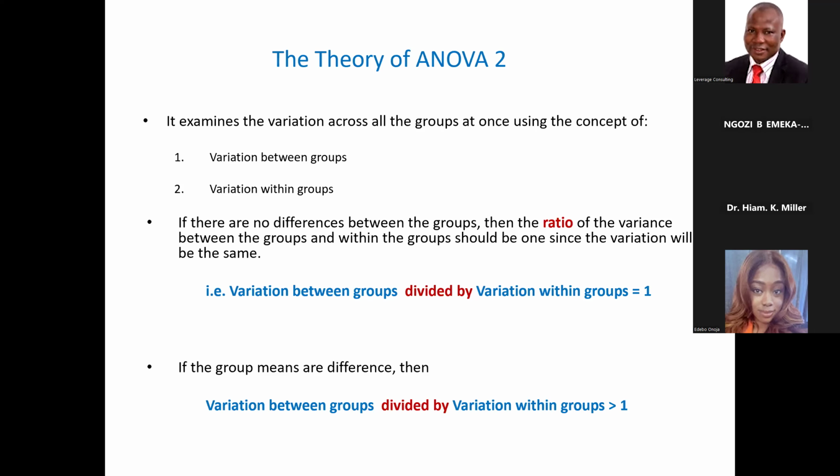Then the theory of ANOVA now. The ANOVA, as I've said, examines the variation across all groups at once using the concept of variation between groups and variation within groups. So how does it do it? Look at variation between groups and variation within groups. The variation between groups is the numerator. That's the one that is looking at the system, the model. While variation within groups is the error, the denominator.